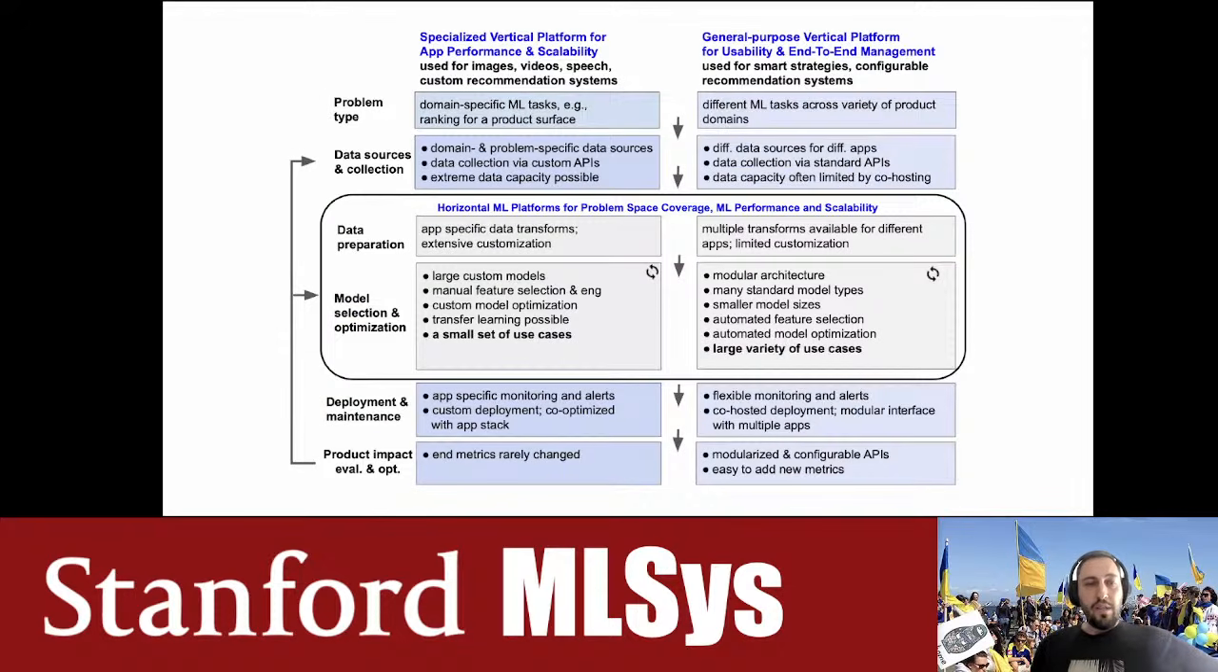Now, this busy figure from our paper, this is figure 1 in our paper, compares horizontal ML platforms, which are essentially toolboxes, to vertical or end-to-end models that capture the entire machine learning development flow, from data collection to product impact evaluation at the bottom. The flowchart also compares specialized vertical platforms on the left to general purpose platforms on the right. Specialized platforms focus on one application or product surface area and usually have greater data capacity. General purpose platforms employ more pervasive automation.